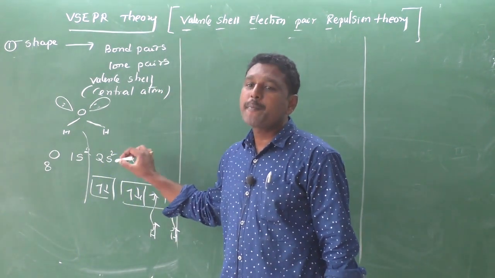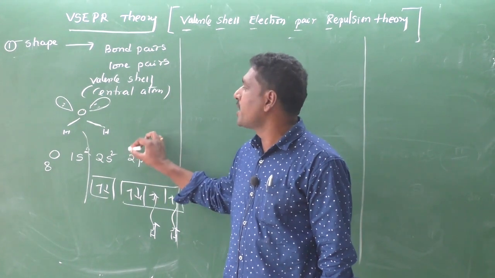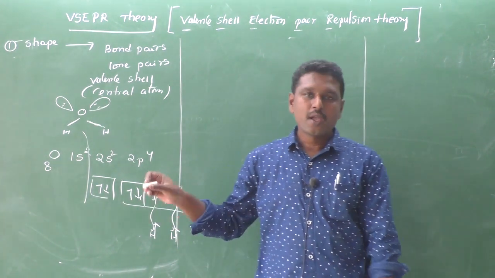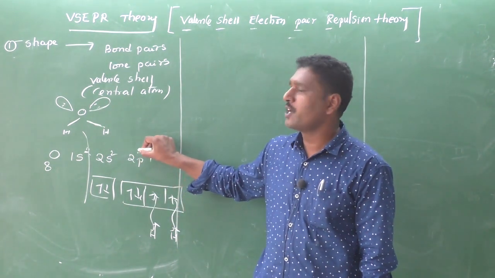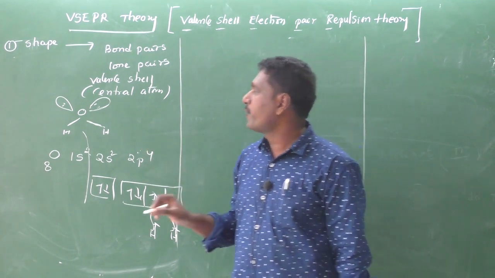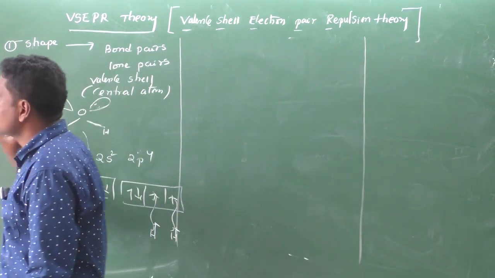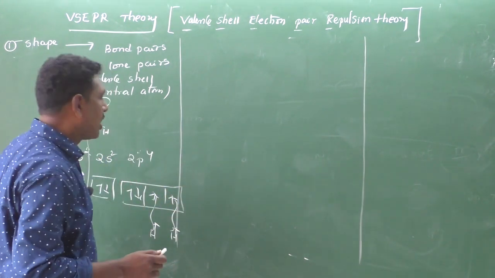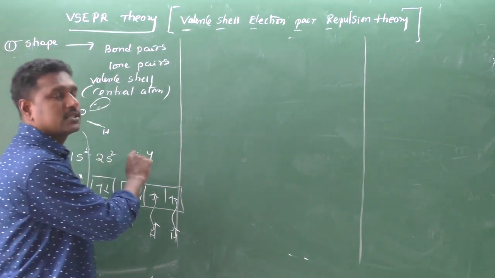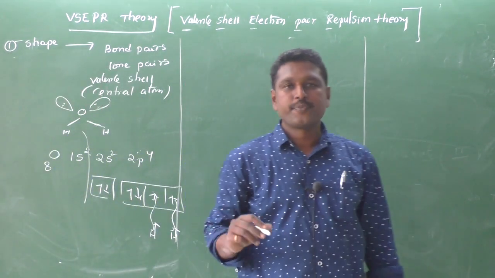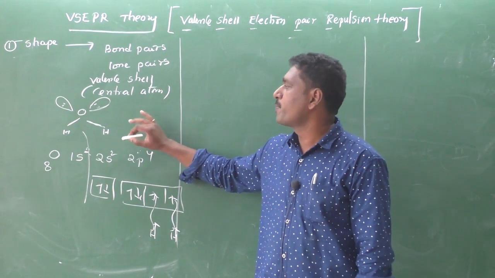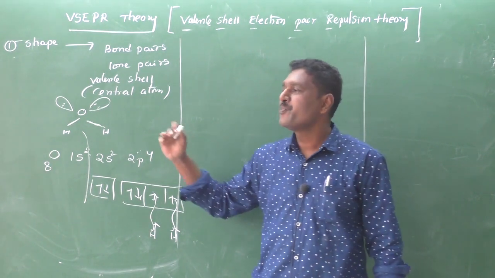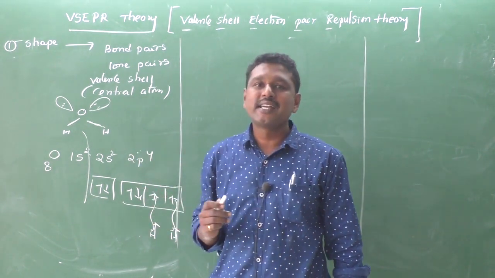Therefore, the shape of the molecule is determined by these lone pairs and bond pairs in the outermost orbit. They will determine the shape of the water molecule. So this is the first postulate: the shape of the molecule is determined by lone pairs as well as bond pairs present in the valency shell of the central atom.